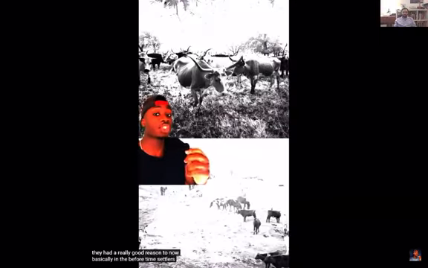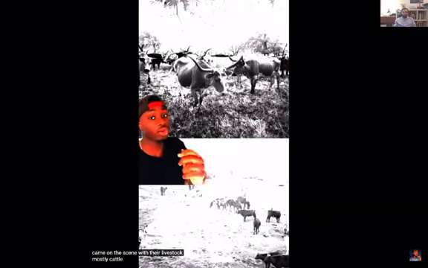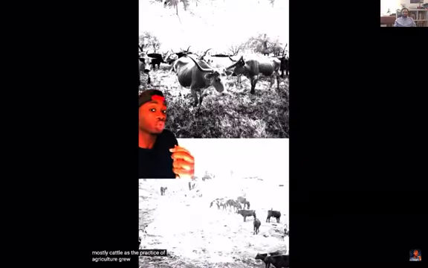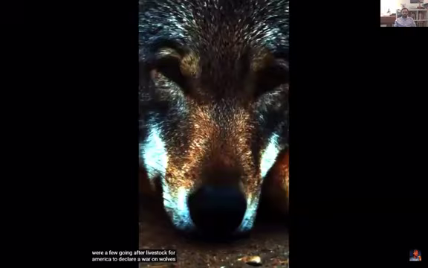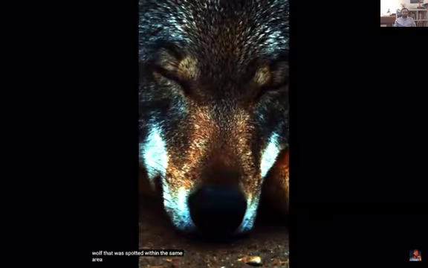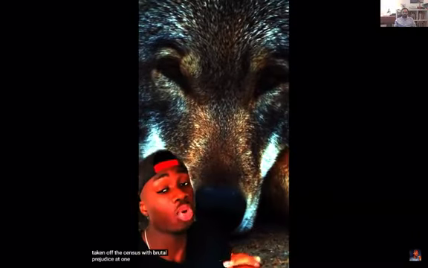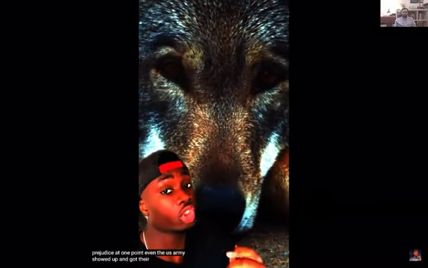Basically, in the before time, settlers came on the scene with their livestock, mostly cattle. As the practice of agriculture grew, animals on the wolves' grocery list like buffalo started disappearing from the aisles. All it took were a few going after livestock for America to declare a war on wolves. Any wolf that was spotted within the same area code as livestock was immediately taken off the census with brutal prejudice. At one point, even the US Army showed up and got their shots up.